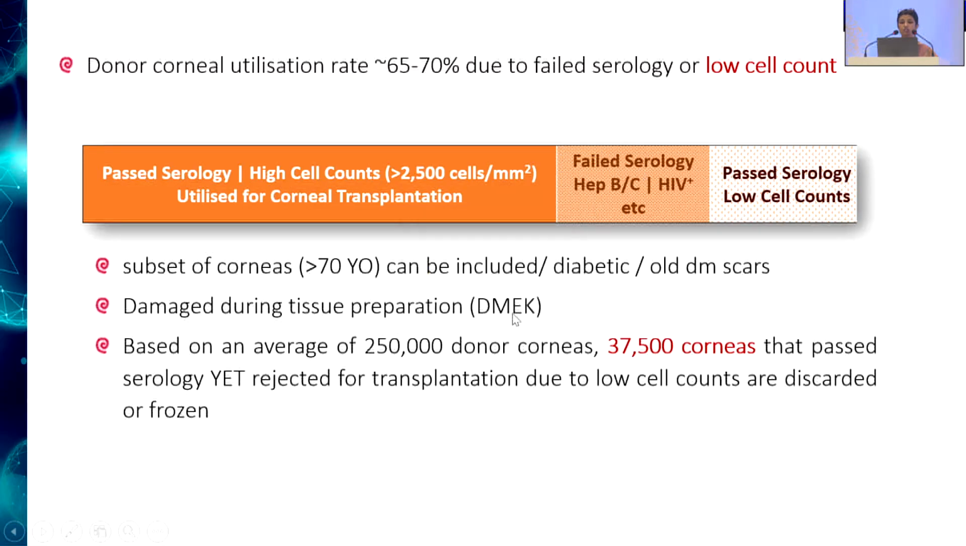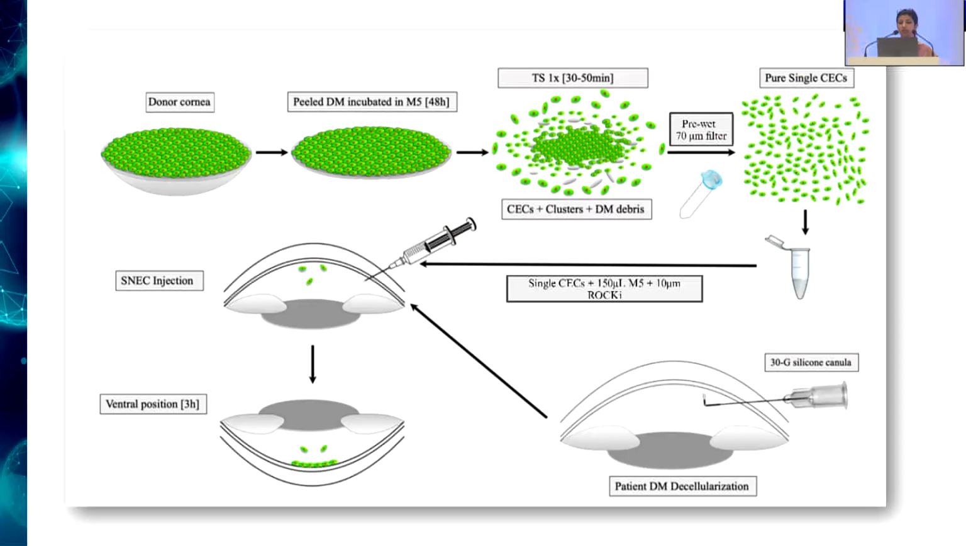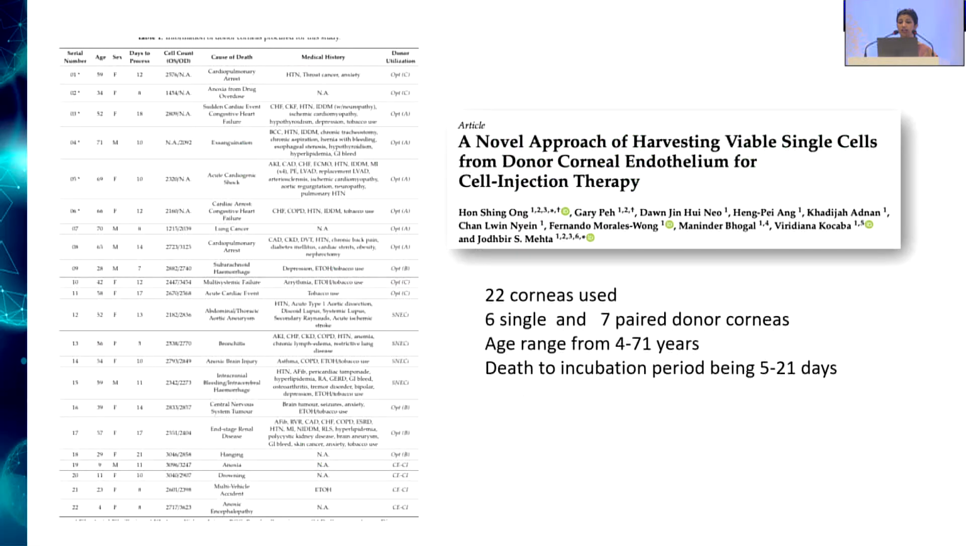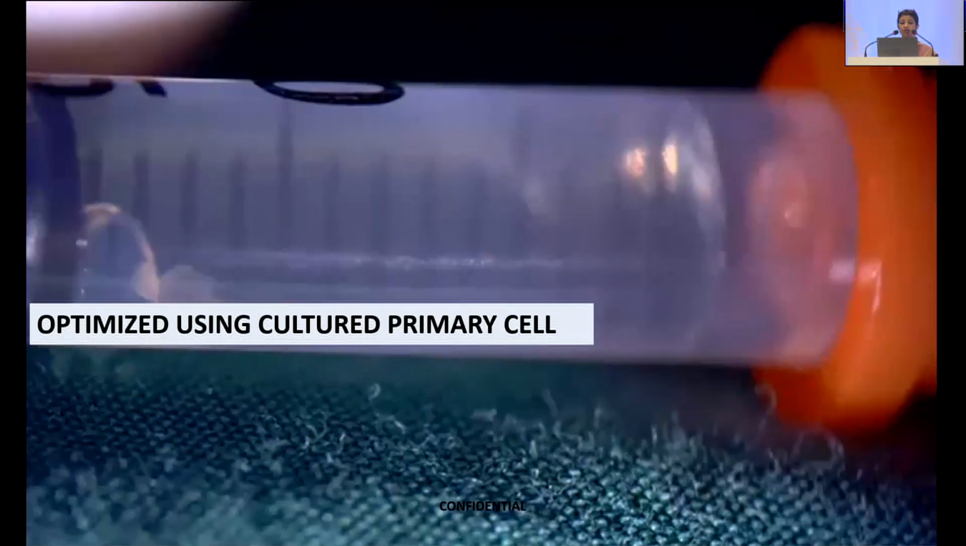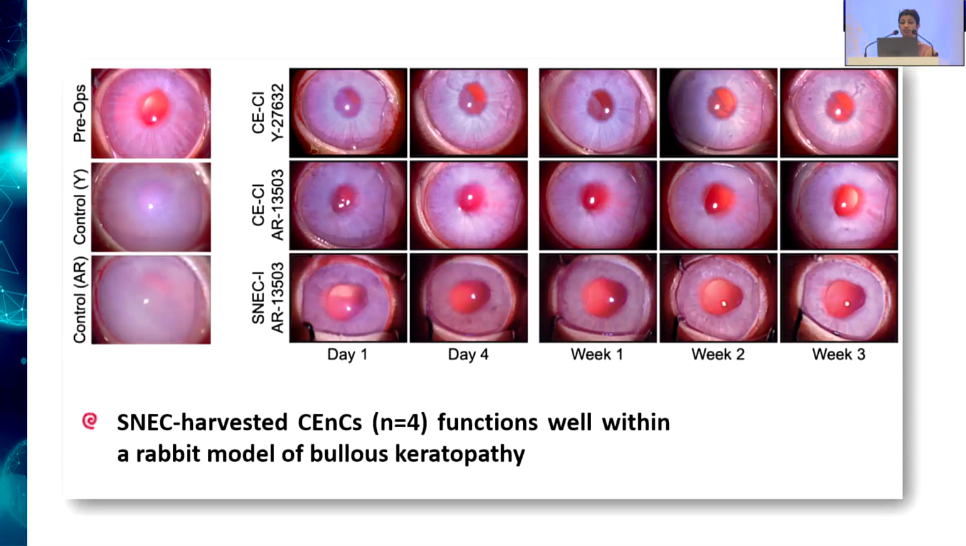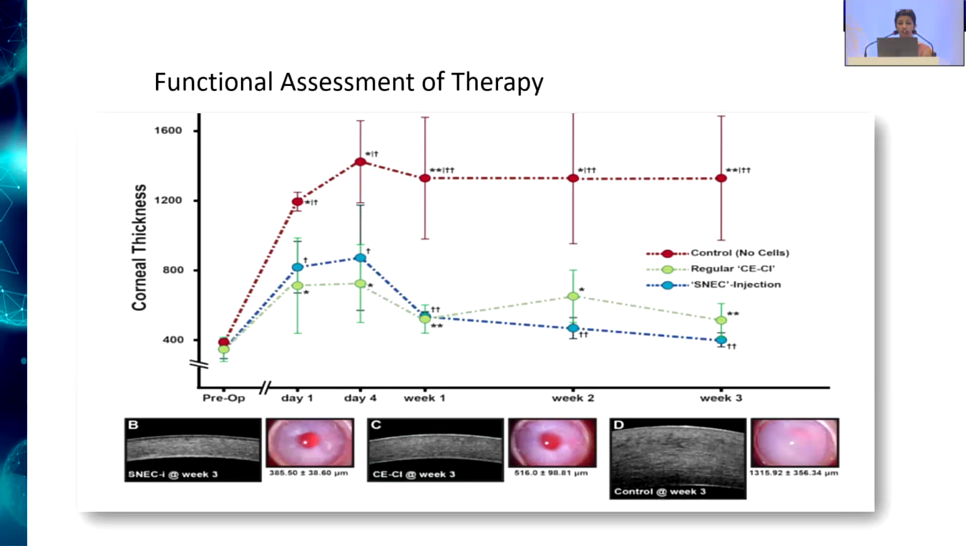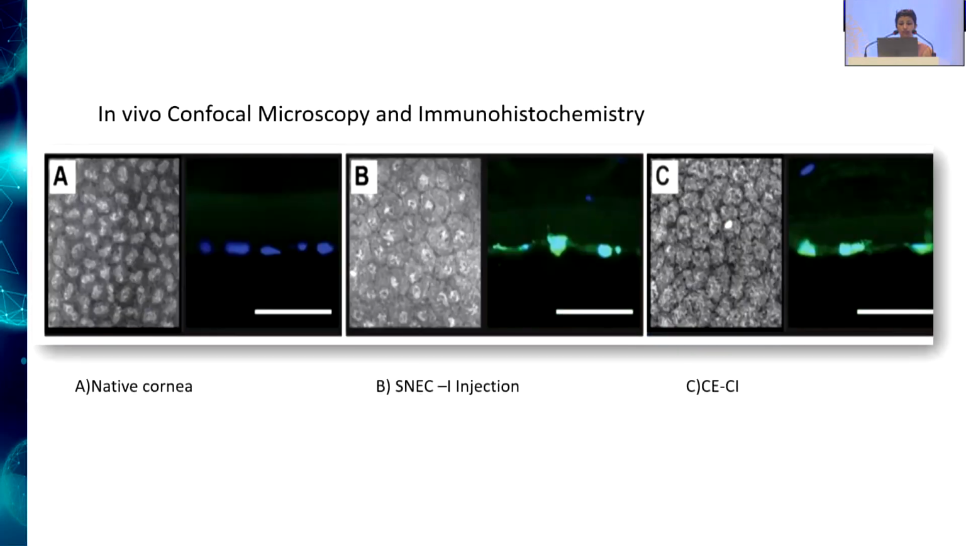Herein, you can see there's a lot of donor cornea which remains unutilized. These cells can be separated, trypsinized, and injected into the eye without culturing them. And they have shown that even cells from an age group of 4 to 71 years old have been used, which have shown very amazing morphological analysis, as well as good results in animal trials. These are the rabbit eyes in which corneal edema has come down in a period of about 2 to 3 weeks. And they have shown similarity on the confocal microscopy to native cornea as well as the cultured corneal endothelial cells.